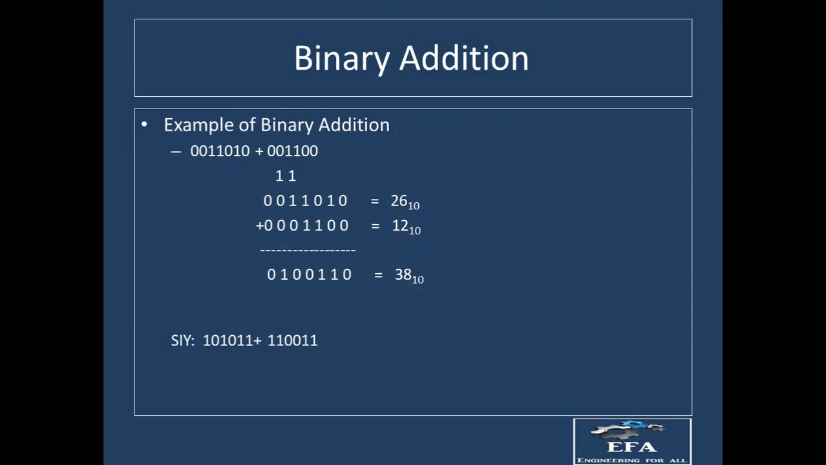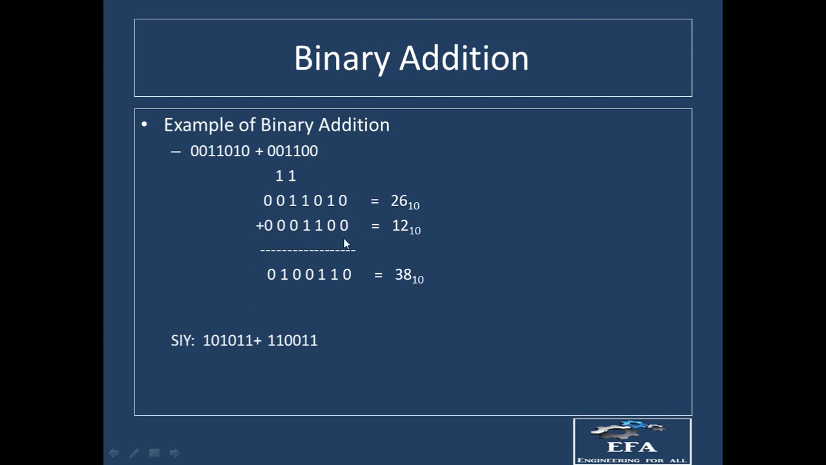Now let us see an example of binary addition. Let us say that we have two numbers which have to be added with each other. This is the first number, 0011010, which is added to 001100. First of all, we can write these two numbers like this, and they will be added bit by bit.